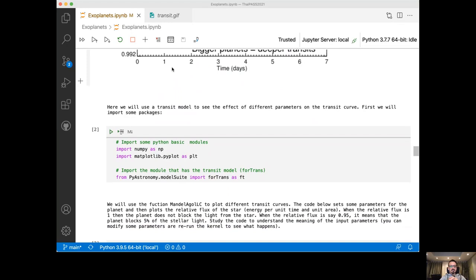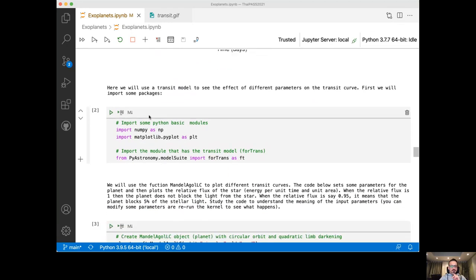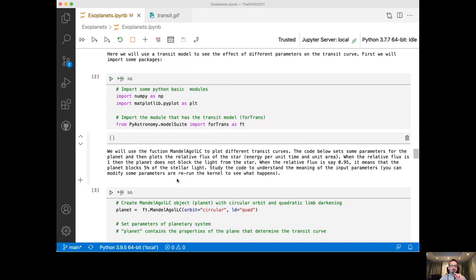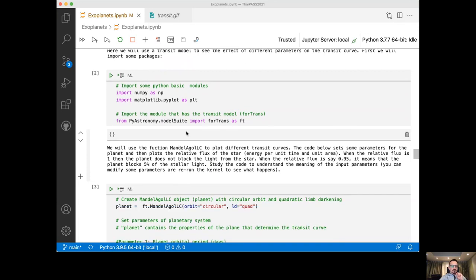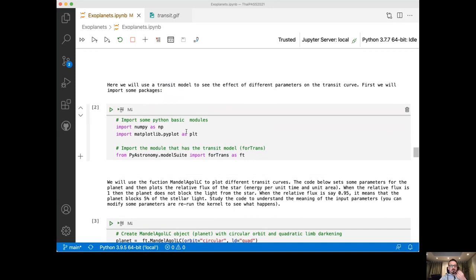And here what I've done is I use this astronomy module. It's called PyAstronomy.modelSuite. Sometimes it's a bit tricky to install it. If you have any problems installing this package, just ask some question on Slack for us to help you. What it does is a mathematical model where we can put the properties of the planet and it gives you the transit.